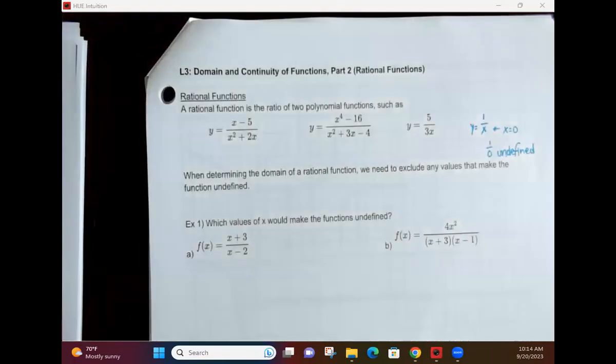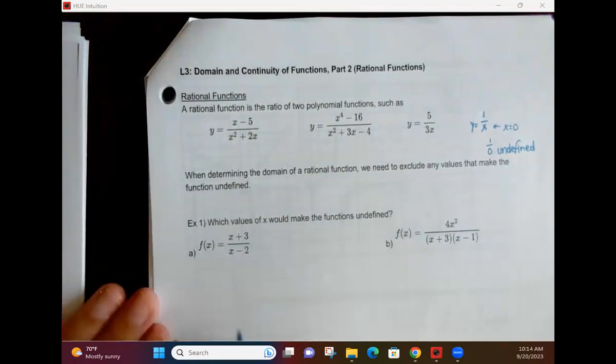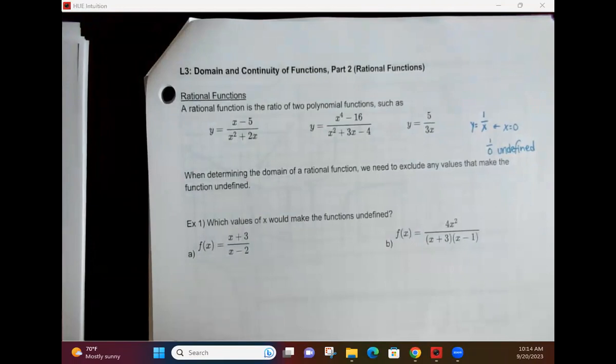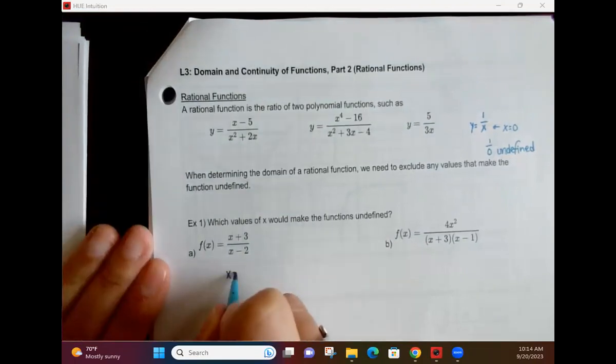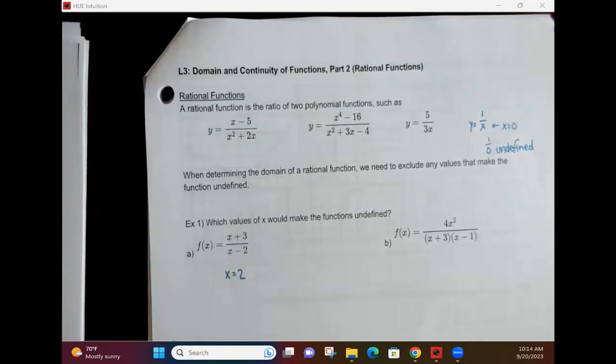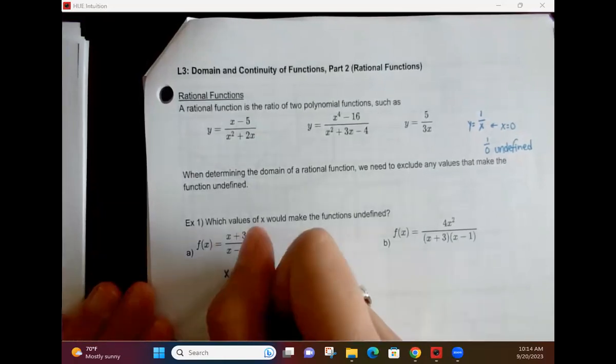I want to start with the rational functions that we see on page 11. I just want to start with which values of x would make our function undefined. What are the values of x that are no-goes? We cannot have this value of x. So if I look at a, there is a value that if I plugged it in for x would give me an undefined function. What's the value of x that I cannot use? 2. If x equals 2, my function is undefined. Anything else is okay, but if I use 2 for x, that means the bottom would be 0. So x cannot be 2.